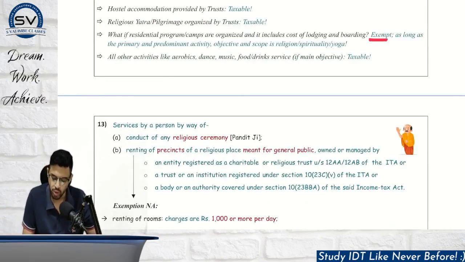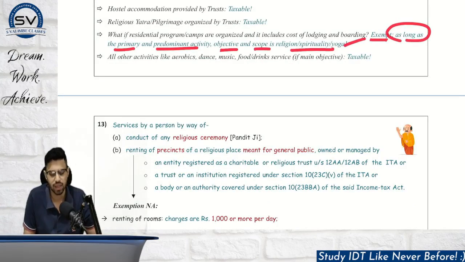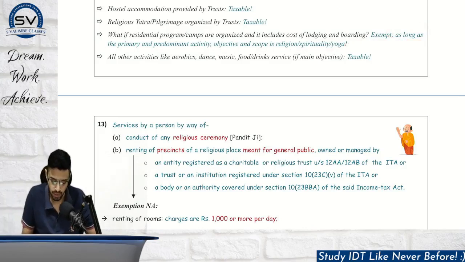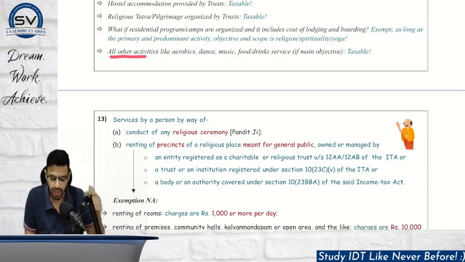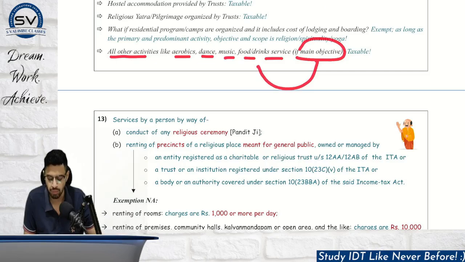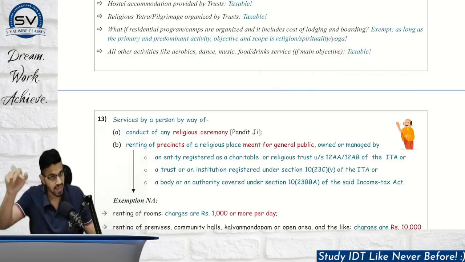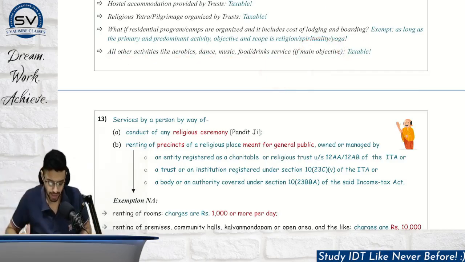So that is also exempt as long as the primary and predominant activity, objective and scope is yoga or some kind of charitable activity. All other activities like aerobics, dance, music, food, drink service, if that happens to be the main objective, it is taxable. If it is ancillary to the main charitable activity, it will be exempt.